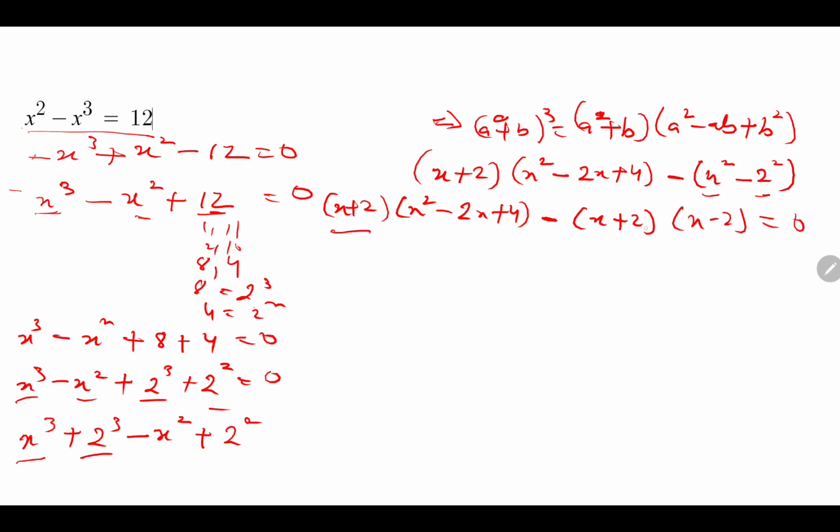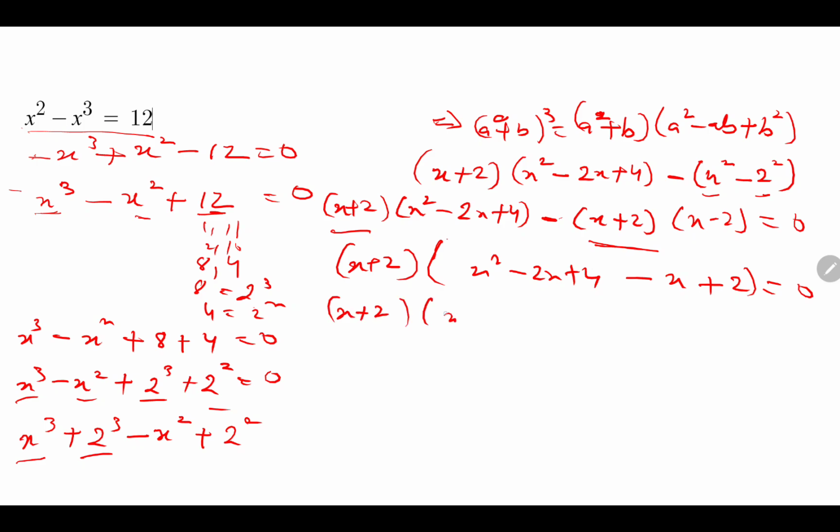Now you can see these two are common, so we can bring x plus 2 outside. Then inside it will be x square minus 2x plus 4 and then minus x plus 2, equals 0. So it would be x plus 2 times x square minus 3x plus 6, equals 0.